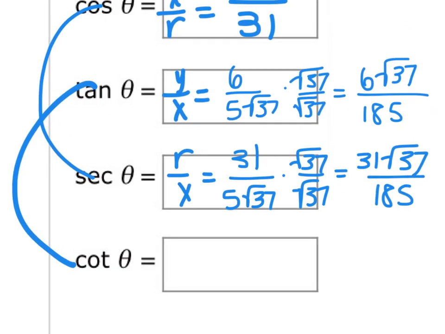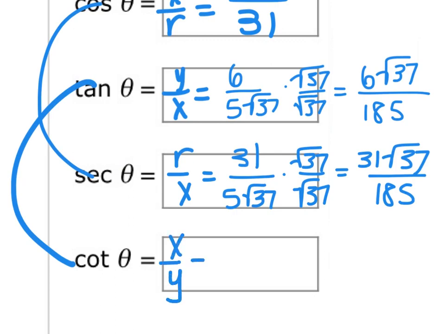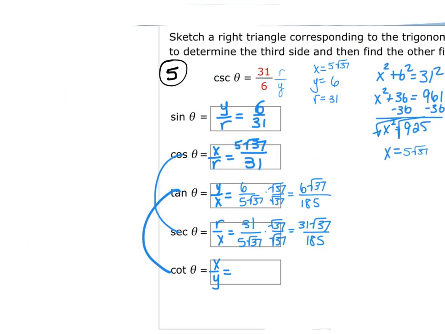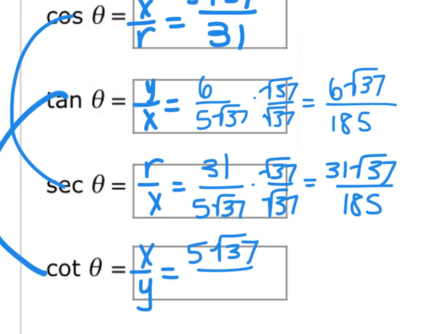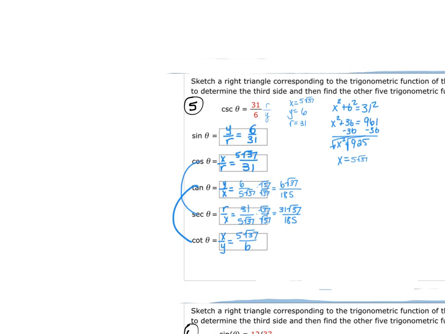And then cotangent goes with tangent. It's what over what? X over Y. What is X? 5 root 37. What is Y? 6. There you go. You guys have to know the functions. You got to know the trig functions and the ratios.